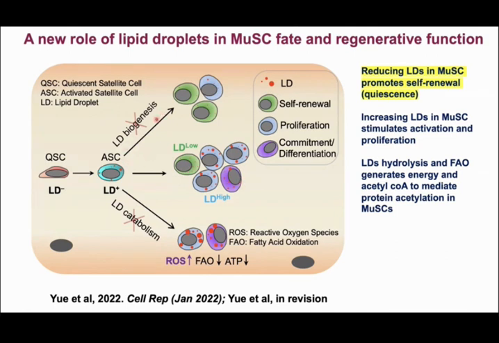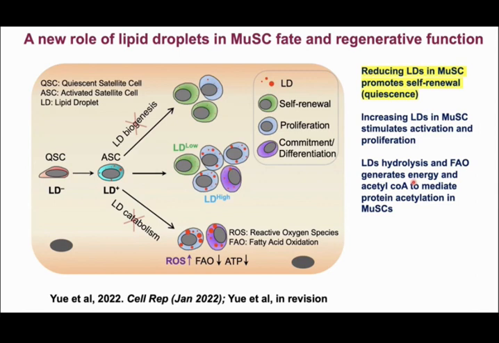If you block lipid droplet formation, you have relatively more self-renewing cells. If you block catabolism, it causes more droplets, and at that point you are depleting the self-renewing cells. At the same time, it causes oxidative stress and all kinds of conditions that affect SADA cell regeneration. Okay, so the overall consensus is that when we reduce the lipid droplets, it promotes self-renewal, but if you increase them, it stimulates activation and proliferation.